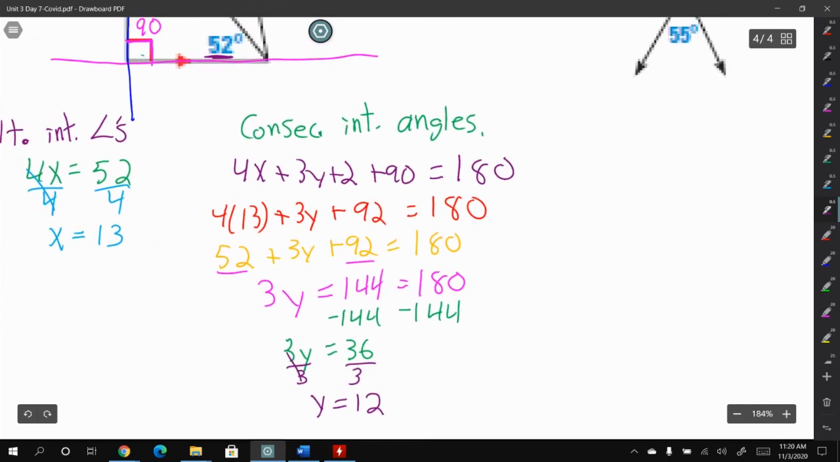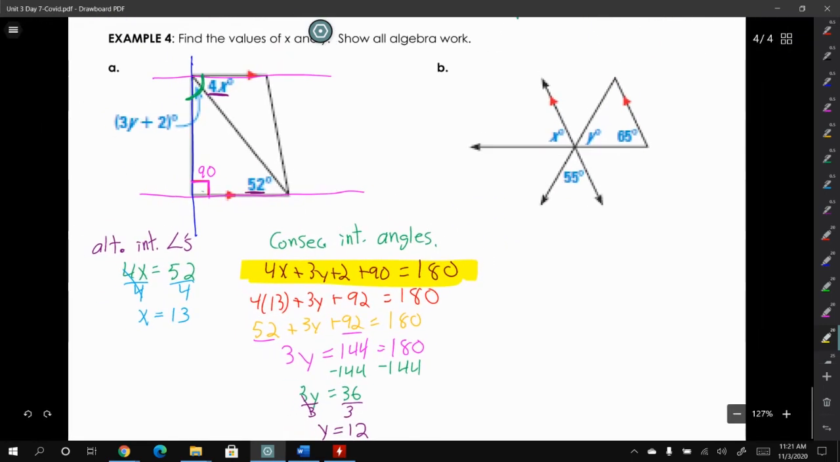And you can double check your answer. If you take x is 13 and y is 12 and plug it into this equation right here, you should get 180. If not, then you know that you calculated one of these incorrectly, and you can go back and fix that. Okay, so that problem had a lot to it. You've got to know when to ignore some lines. So it's beneficial to sometimes redraw the problem with the stuff that you need to know.